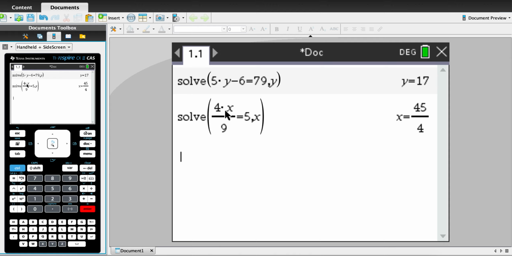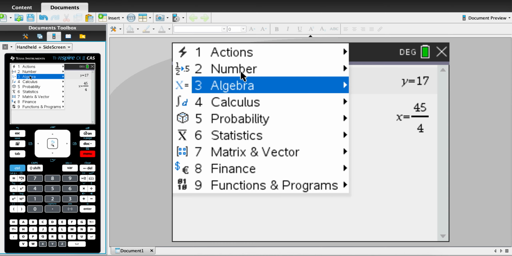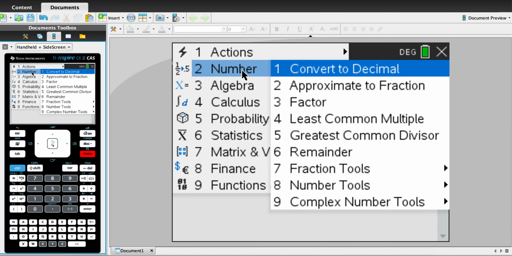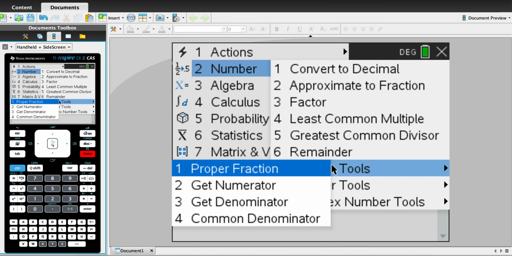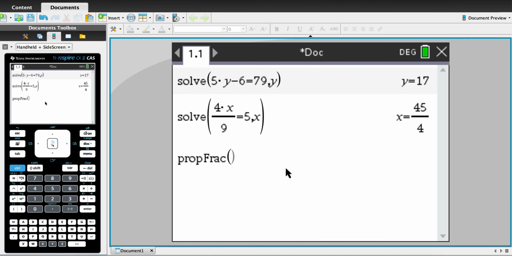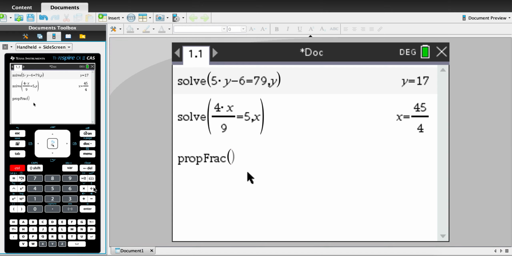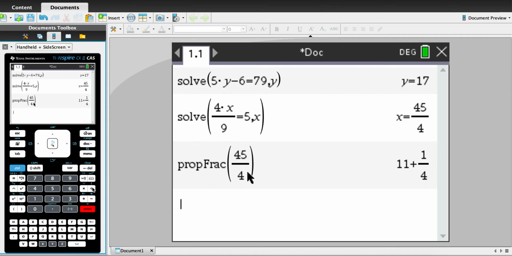Now, if you want to, you can change your 45 on 4. It does show you in your notes there. If you press menu and then number 2 for number, and then if you go down to number 7, fraction tools, and then proper fraction, like so, proper fraction, for 45 on 4, which was our answer. Like I said, you don't really need to do this, but if you're interested, your calculator will do it. That's 11 1/4. So something, I guess, cool that your calculator also does for you.